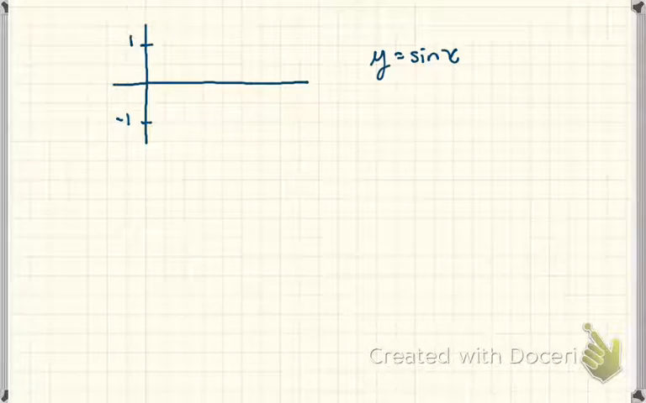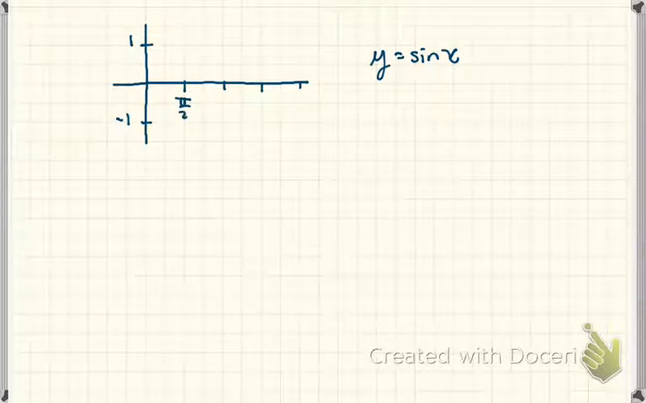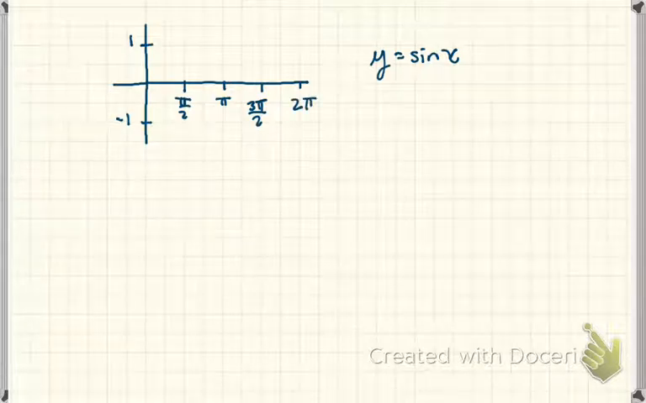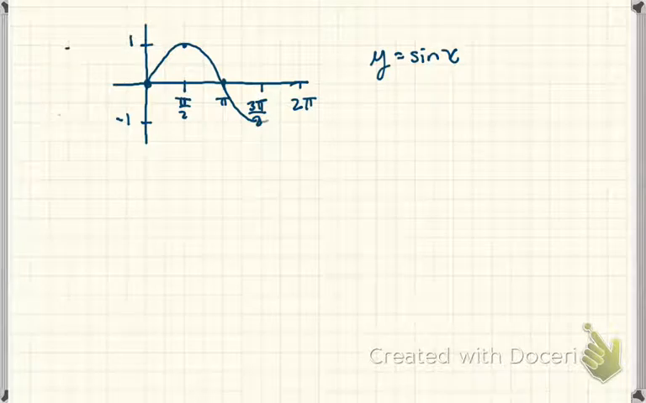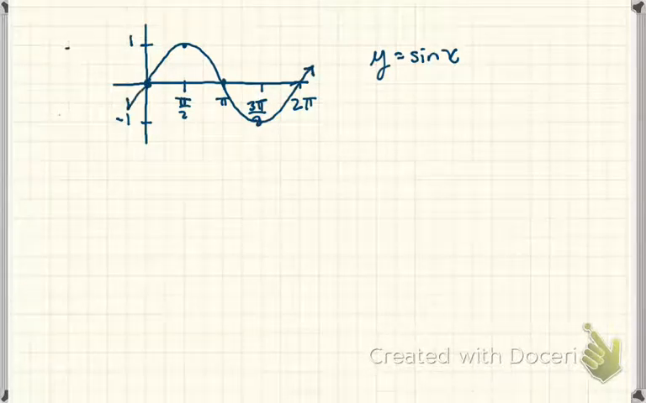The 4 key values are pi over 2, pi, 3 pi over 2, and 2 pi. The graph starts at 0, goes to 1, comes back down to 0, goes to -1, and then comes back to 0. So what does that look like? It looks like this. You have to have this graph memorized.